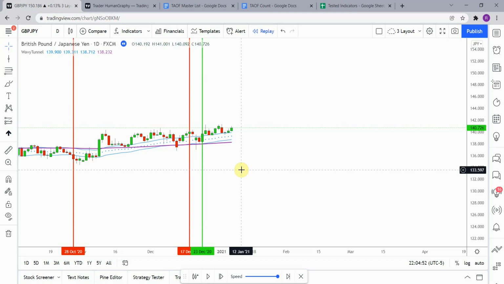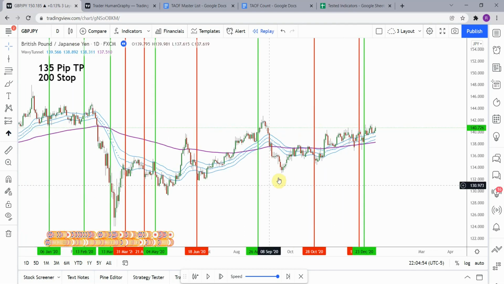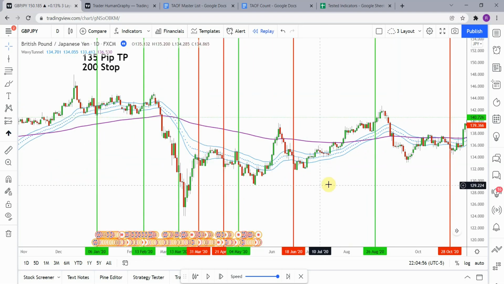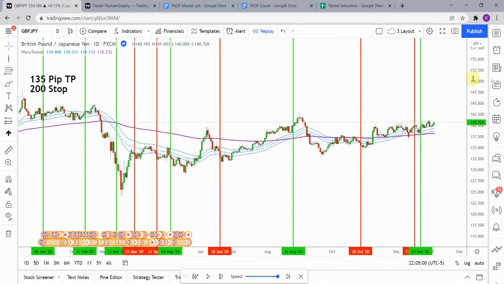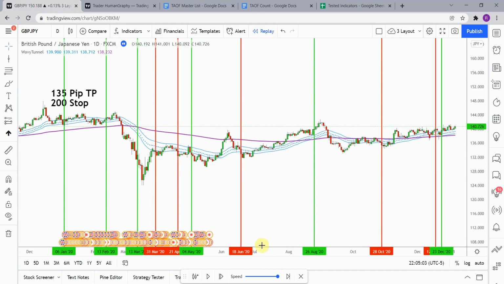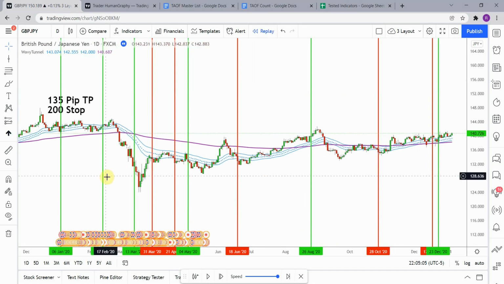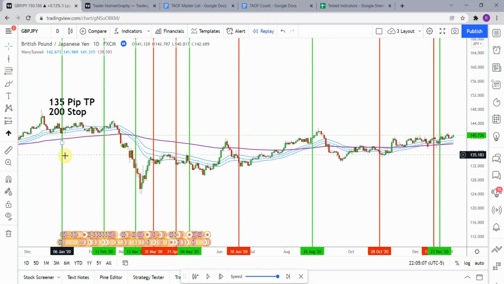All right, so back to our indicator here. Let's get everything in focus here. There and there. All right, let's go ahead and count these out and see what we get out of them.